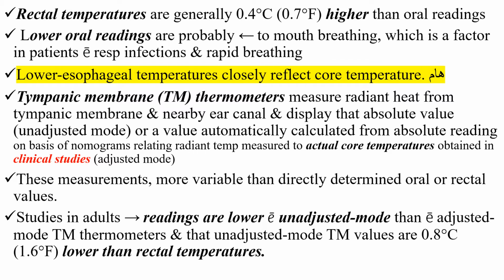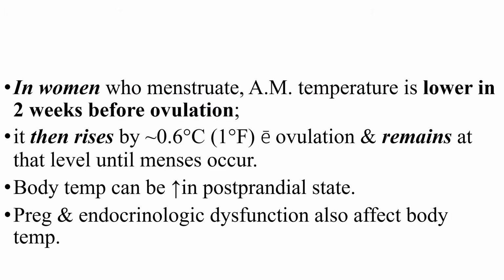Studies in adults show that readings are lower with unadjusted mode than with adjusted mode tympanic membrane thermometers, and that unadjusted mode TM values are 0.8 degrees centigrade lower than rectal temperatures. So the advice is to use the adjusted mode of TM thermometers.